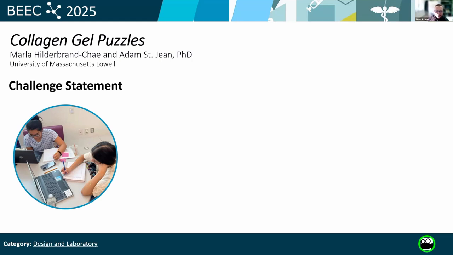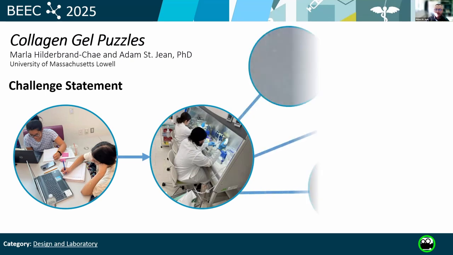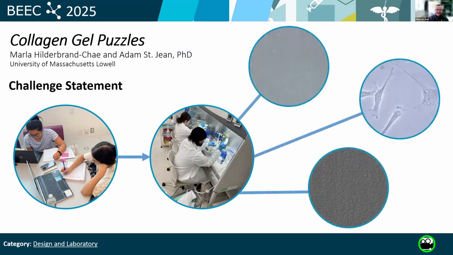So what happened? Well, we gave them that experience, that background. We gave the students an experimental protocol to grow those cells on collagen gels, and then ended up observing a variety of outcomes from this pretty well-defined process.